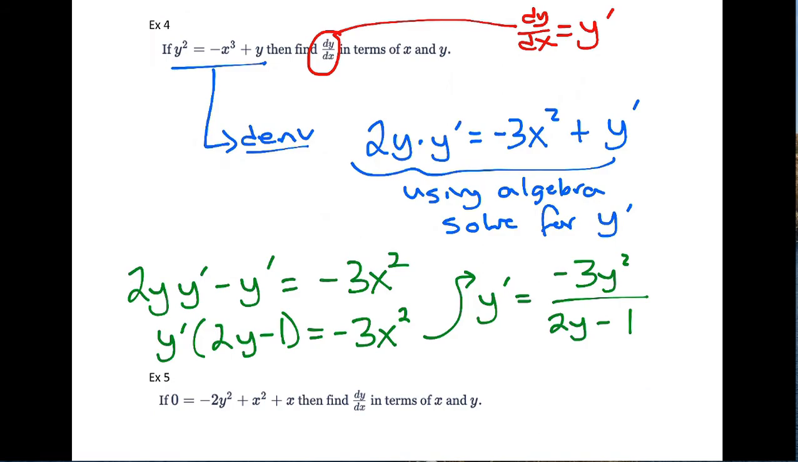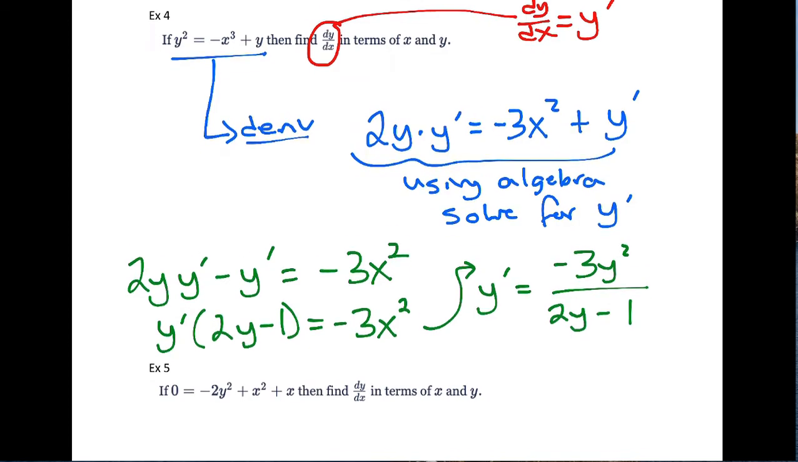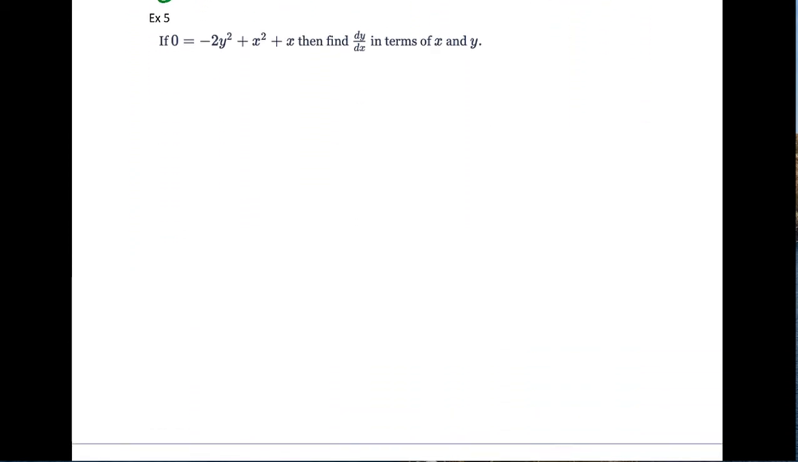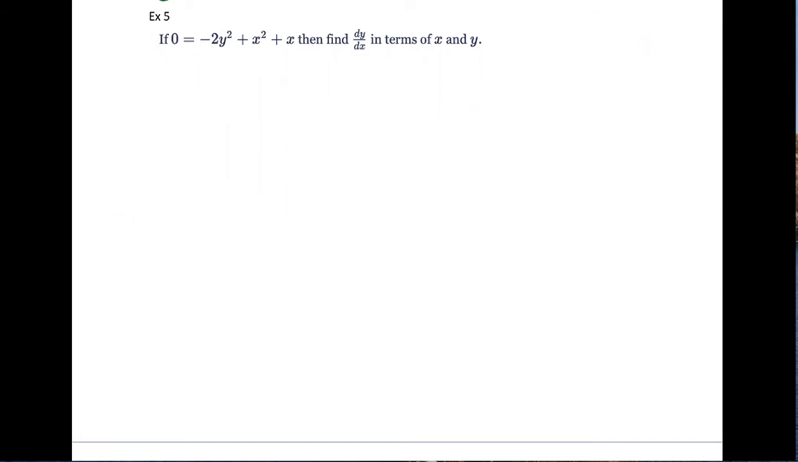That is dy/dx. So the big thing is when I differentiated y, I needed that y prime because I'm differentiating with respect to a variable x that happens to kind of be attached to y, but not really. Go ahead and stop this. See if you can do that problem.